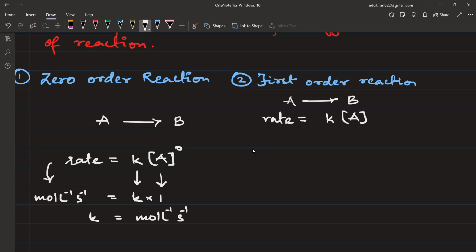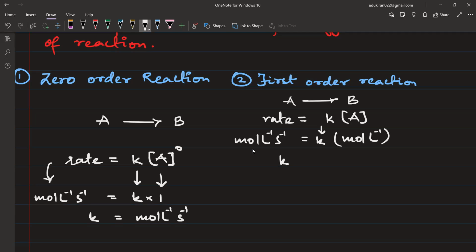Now I'm going to write what is the rate. Rate is written as always moles per liter per second. And we have to determine the unit of K, so I will just write K as it is. What is concentration of A? Concentration of A is always written in moles per liter.